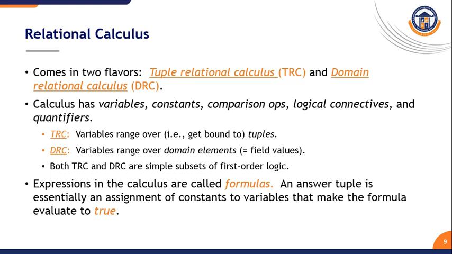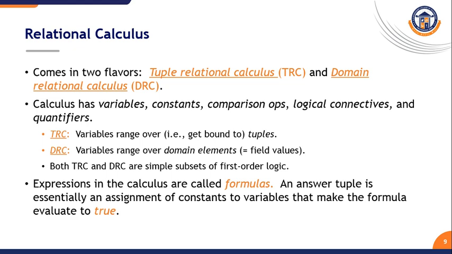Relational calculus comes in two forms. The first is tuple relational calculus, known as TRC. The second is domain relational calculus, represented as DRC. It uses variables, constants, comparisons, logical connectives like and, or, not, and quantifiers like for all and there exists. Both TRC and DRC are subsets of first order logic. The expressions are called formulas, and the answer is the set of tuples that makes the formula true.